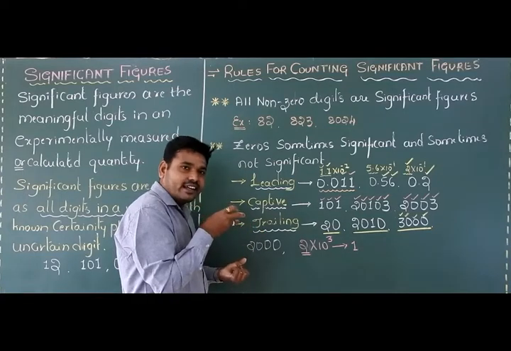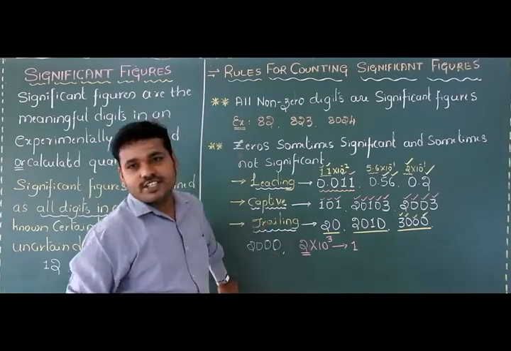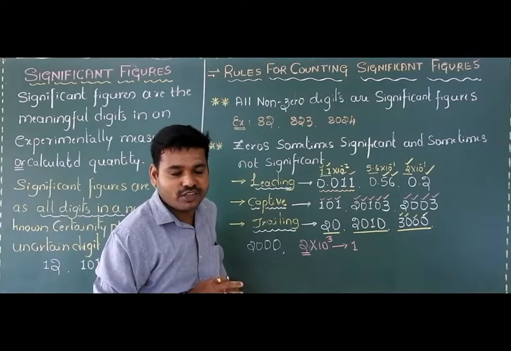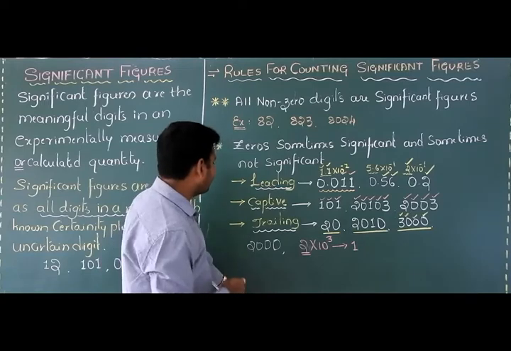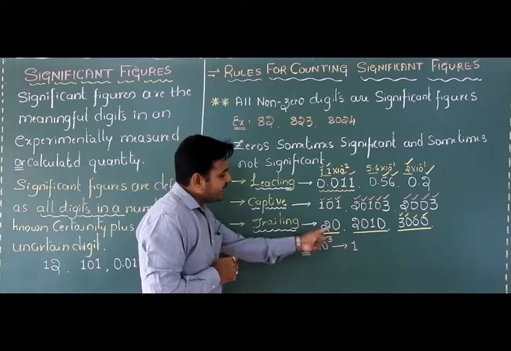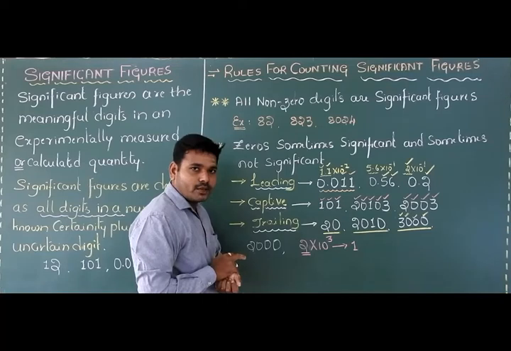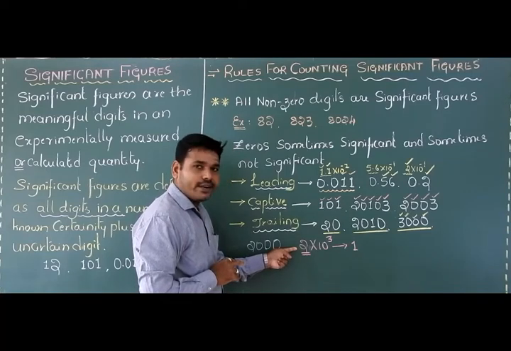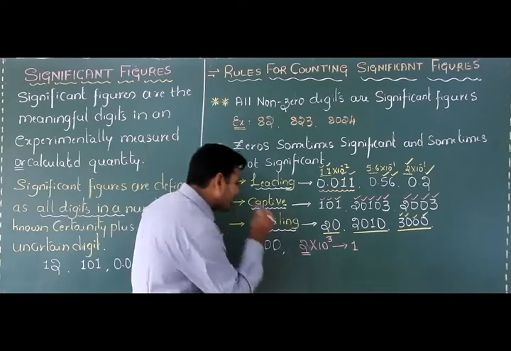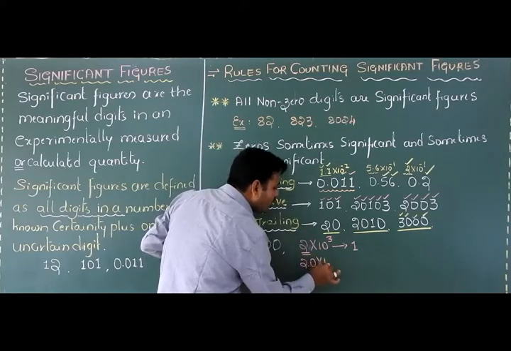There is a difficulty here, and we resolve it by expressing the given number in scientific notation. And you already know how to express a given number in scientific notation, students. Now here I write 2000 as 2 into 10 raised to 3. 10 raised to 3 is nothing but 1000. So 2 into 1000 is 2000 only. So how many digits are there? One digit. That means how many significant figures? Only one significant figure.